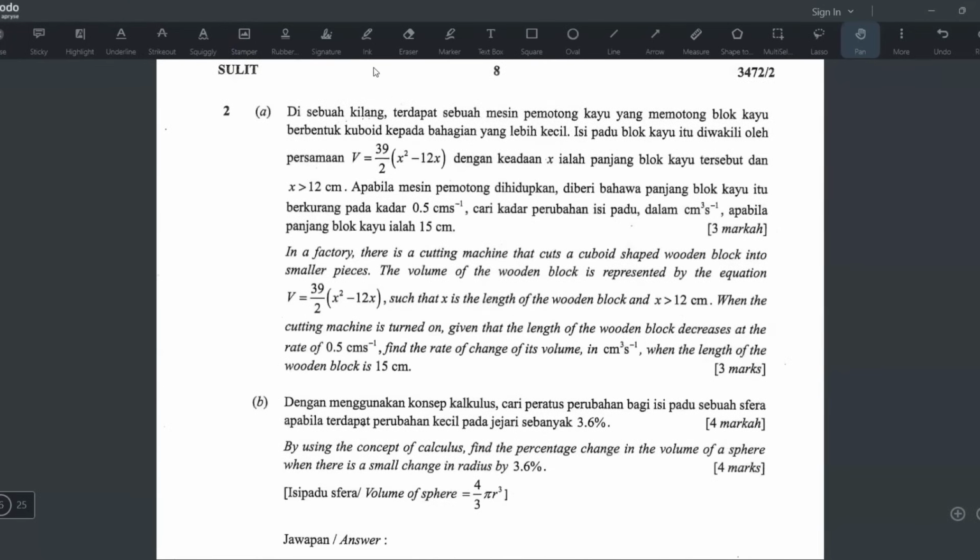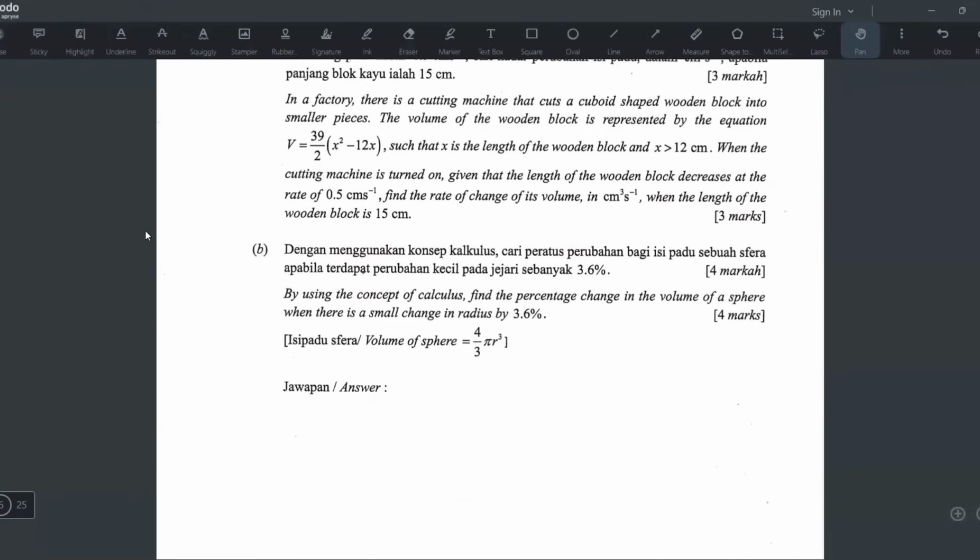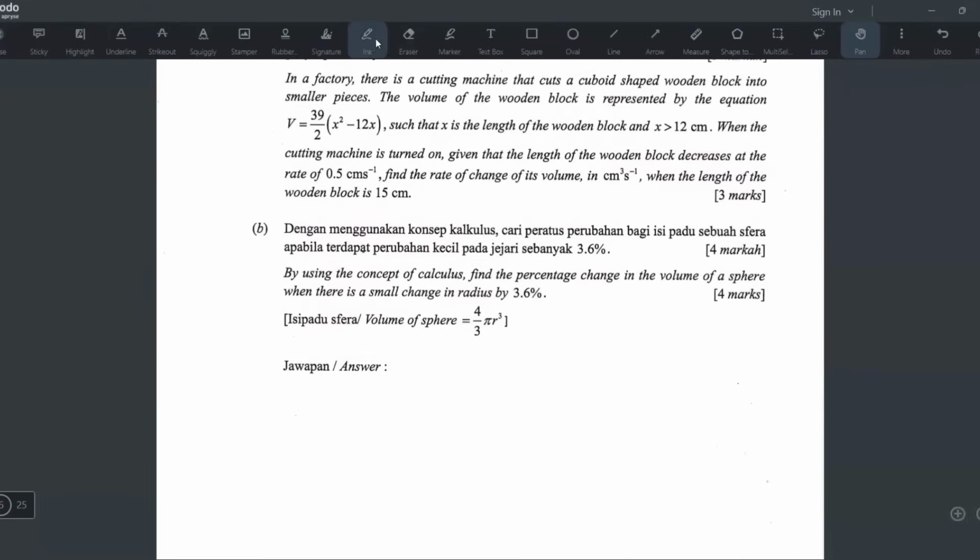Okay, question number 2. Let's scan through the question, see what chapter first. Decreases, rate of change. Okay, rate of change, you will only see this in Form 5 chapter 2, the differentiation chapter. So this is definitely the pembezaan punya chapter lah. Okay, I'm gonna scroll down and do my A here.